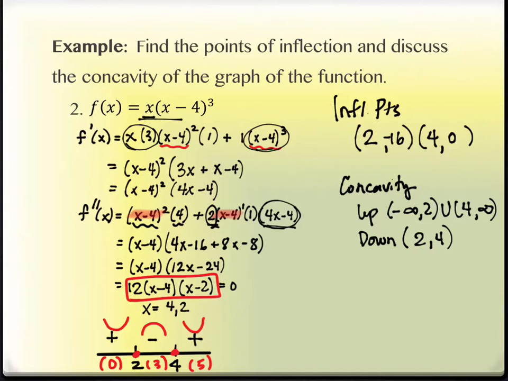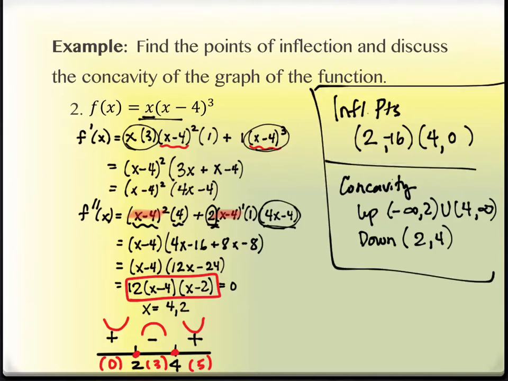That's right. Okay. So we have 2 inflection points, 2 negative 16, and 4 0, and then we have our concavity. I think that's all it asked me for, right? Discuss the concavity, which we did by stating over here. And then we have our points of inflection. So those are the 2 pieces.